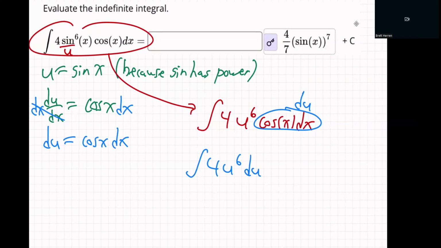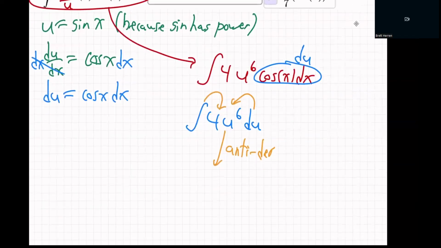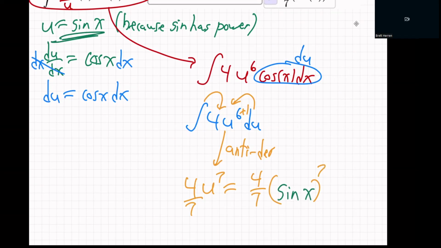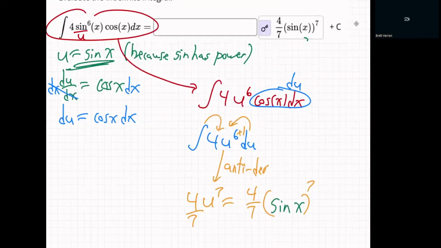Now we can do the antiderivative. That's what the integral and the du, the operators, are telling us to do. The 4 just sits there. What do you do with the 6? You add 1 to the power, so that becomes u to the seventh, and then you divide by that 7. And then change back to the original letter. What was u all along? It was sine x. So sine x to the 7. There's our answer: 4/7 sine x to the 7, plus a constant.